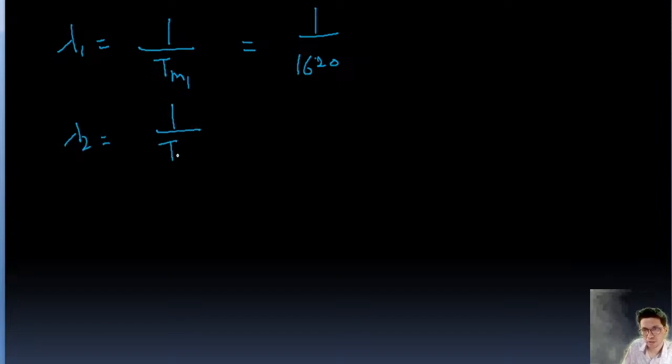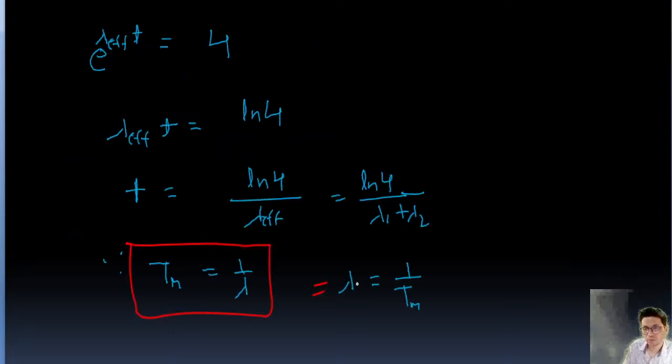So from here we can get lambda 1 is going to be 1 upon tm1, which is given as 1620, and lambda 2 is given as 1 upon tm2. This is given in the question, so that is 1 upon 405. So we'll put the values. Therefore this implies t equal to, we'll put the value here.